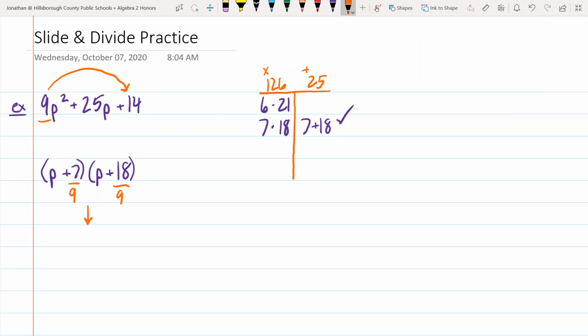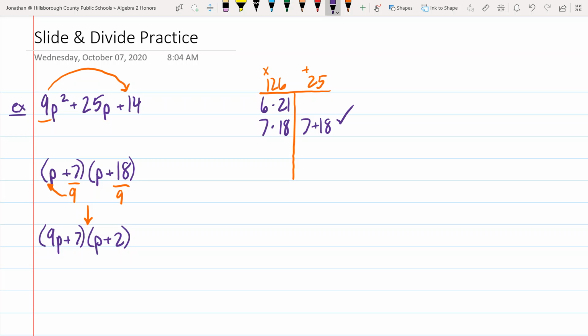If it divides evenly, we keep it that way, or we just divide it. If it does not divide evenly, we slide it to the front of the binomial. Inside the parentheses still, 9p plus 7. And there we go. That's it. There's nothing wrong with factoring by grouping. I just think it takes a lot longer than this.